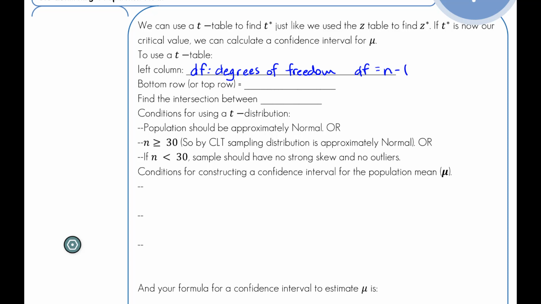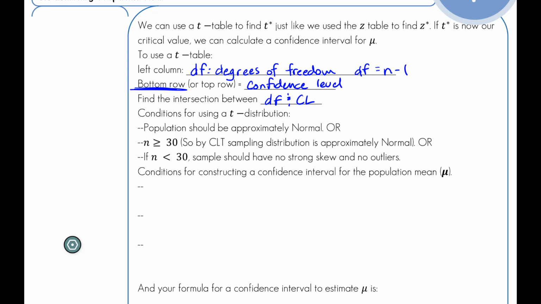Now, we are going to then need the confidence level, just the same way that we needed a confidence level to calculate z star. And the confidence level is going to be found in either the bottom row or the top row. And I think you're going to want to focus on using the bottom row for most of the t-tables that we find. It's going to be a lot easier. Okay? And then we want to find the intersection between the degrees of freedom and the confidence level. Okay? Those are the two things that we're going to want to pay attention to.